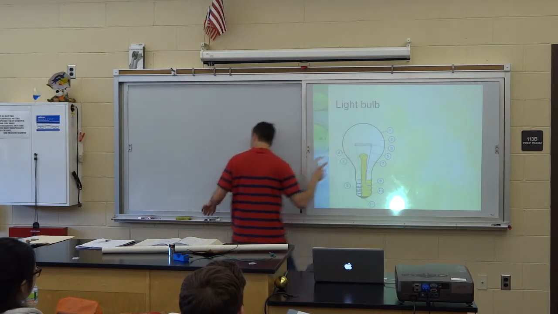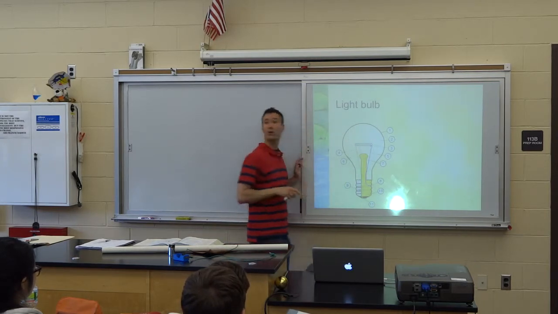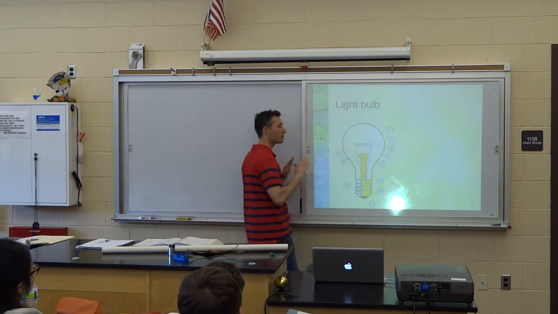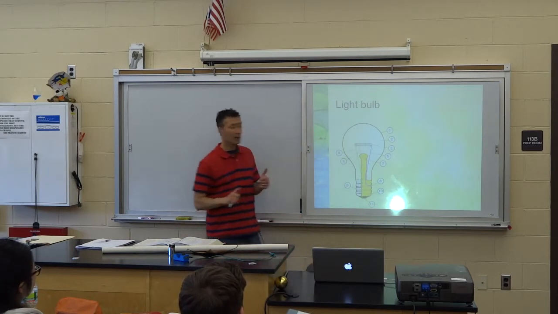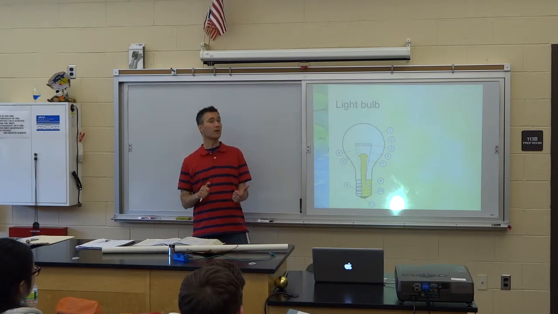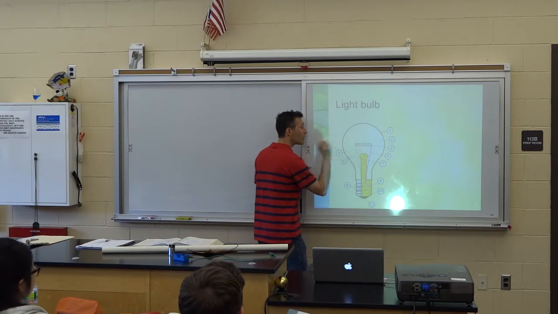So here's the filament, and we want electrons to go through the filament. It actually doesn't matter which way. For an incandescent bulb, you can have electrons go this way or that way. It makes zero difference. For something like an LED, a light-emitting diode, it actually does matter which direction you send the charges through.